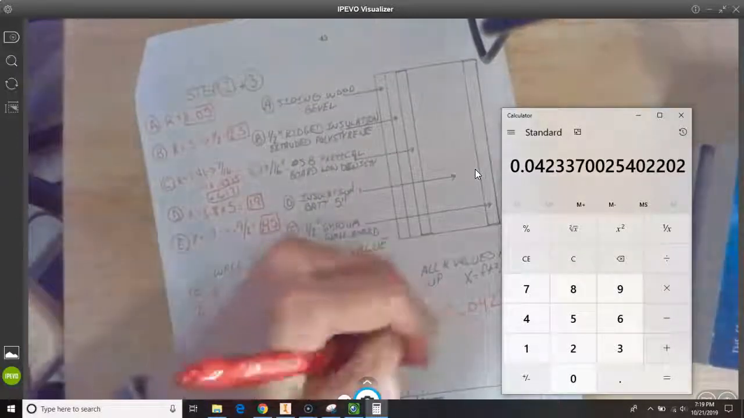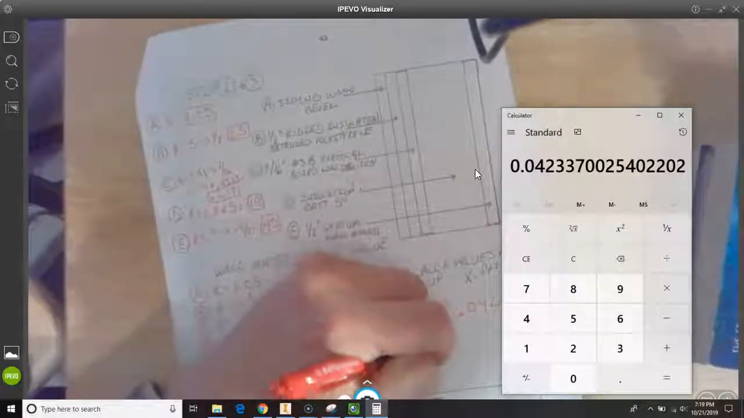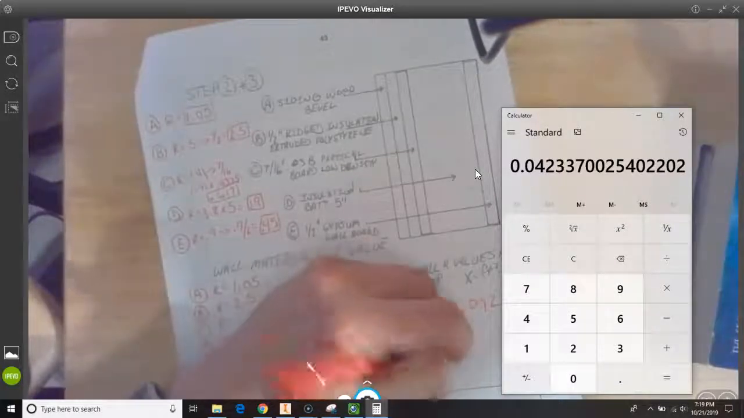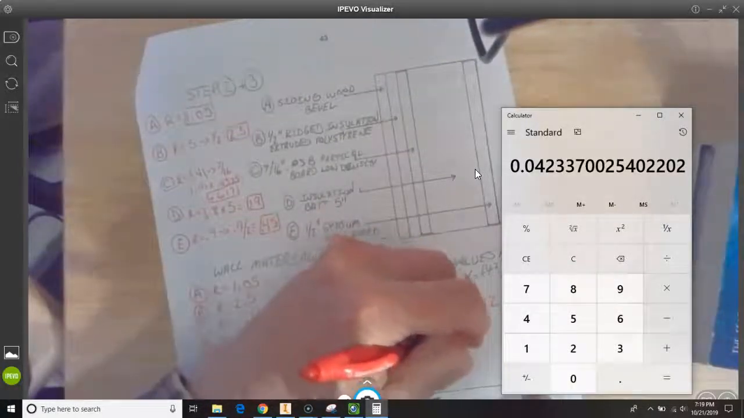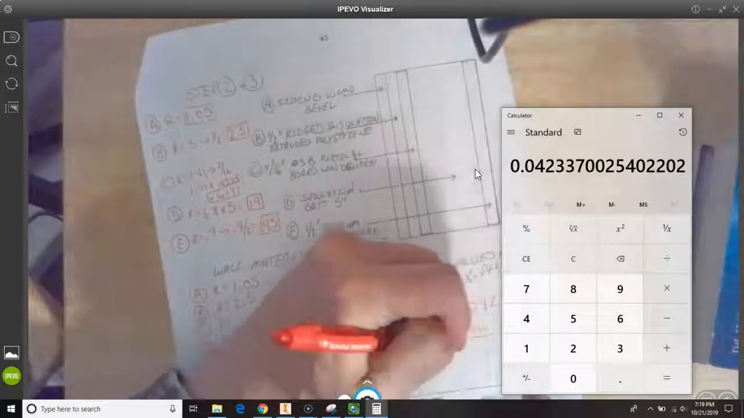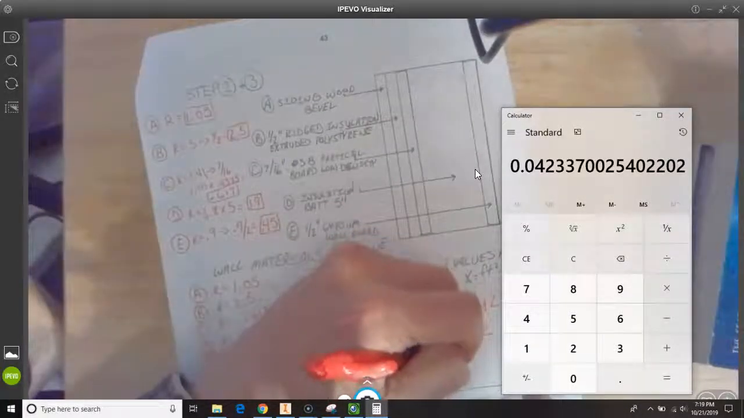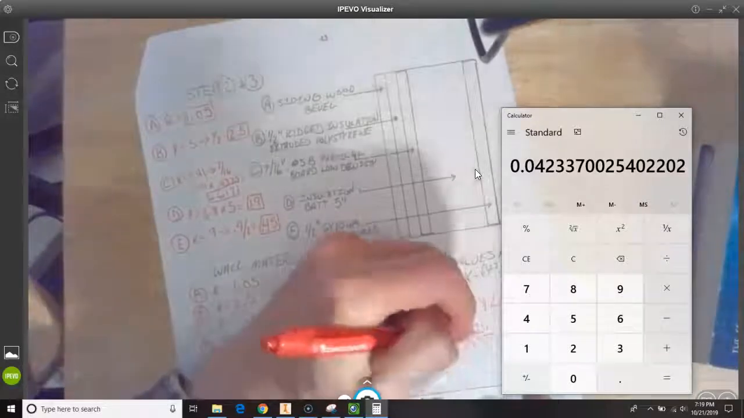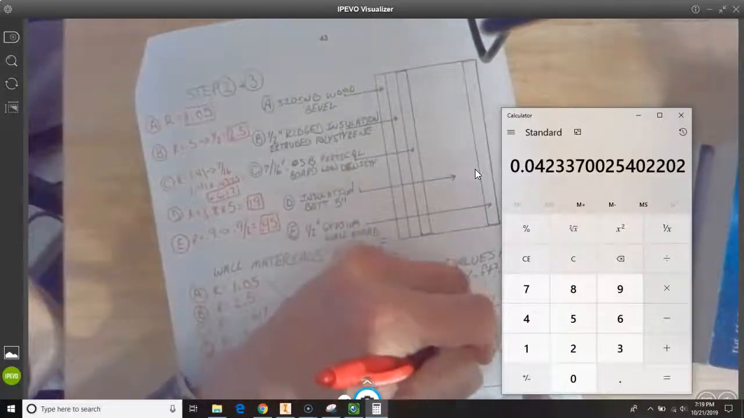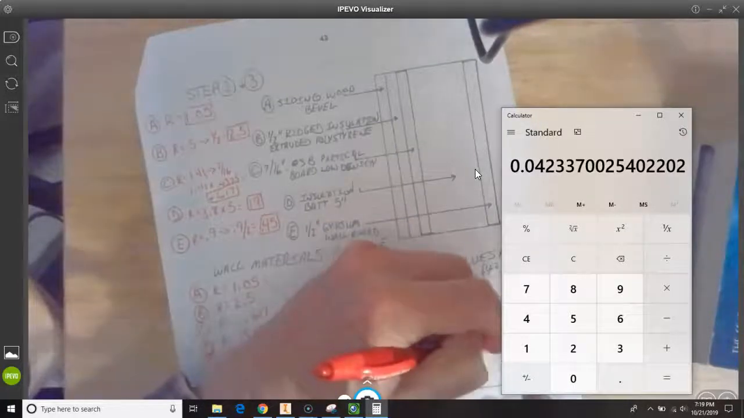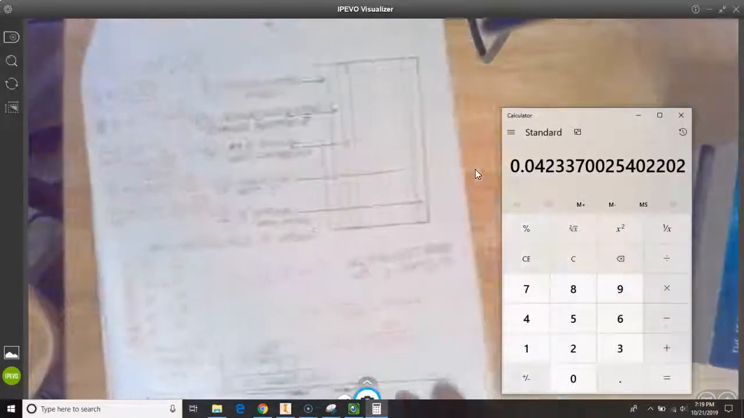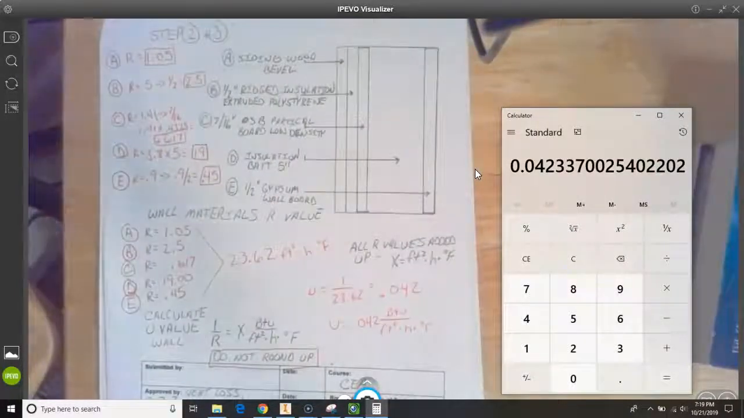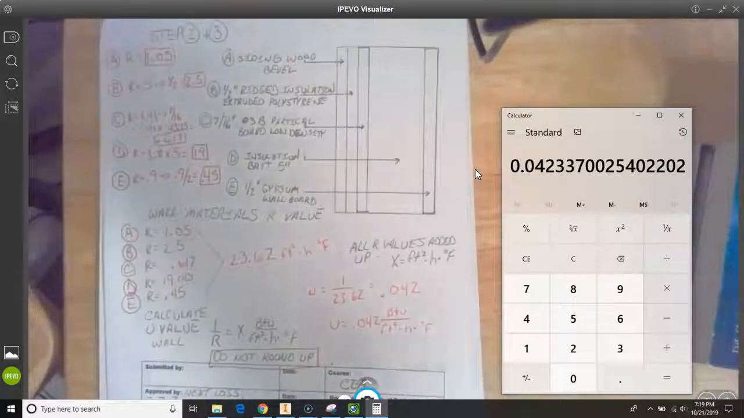Now, our U value is going to be equal to 0.042, and this is going to be BTUs divided by feet squared times hour times degrees Fahrenheit. Okay, so there we go. Now we're going to go on to the next page.